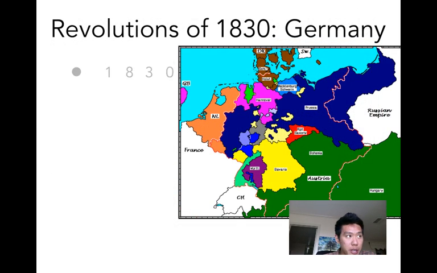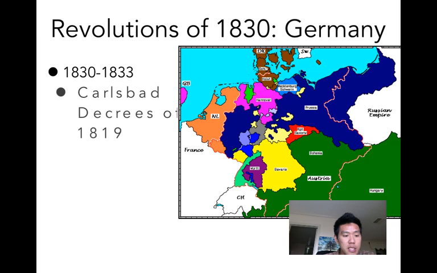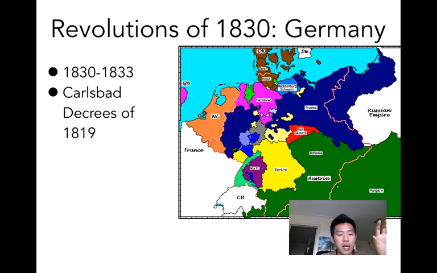Okay, so we have Germany. So in this time, we know that right after the Conference of Vienna, you have the Carlsbad Decrees, which basically Metternich is instituting upon the German Confederation that there's no freedoms for liberals and nationalists to meet and to have this type of ideas circulating amongst universities, right?